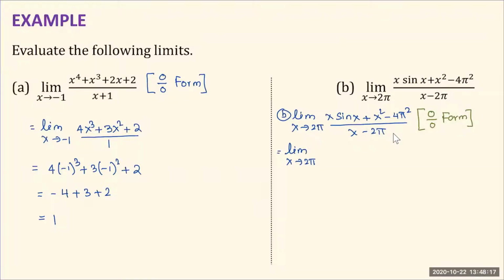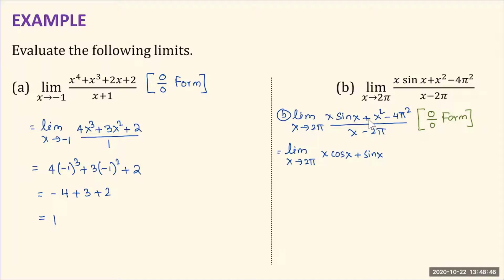Now let's find the derivative of the numerator. Here we have a product. x times sine x is a product. So in order to find the derivative of this product, we use the product rule. Product rule says first function x multiplied by the derivative of the second, derivative of sine x is cosine x, plus the second function sine x multiplied by the derivative of the first. Derivative of x is 1. So we got the derivative of that.